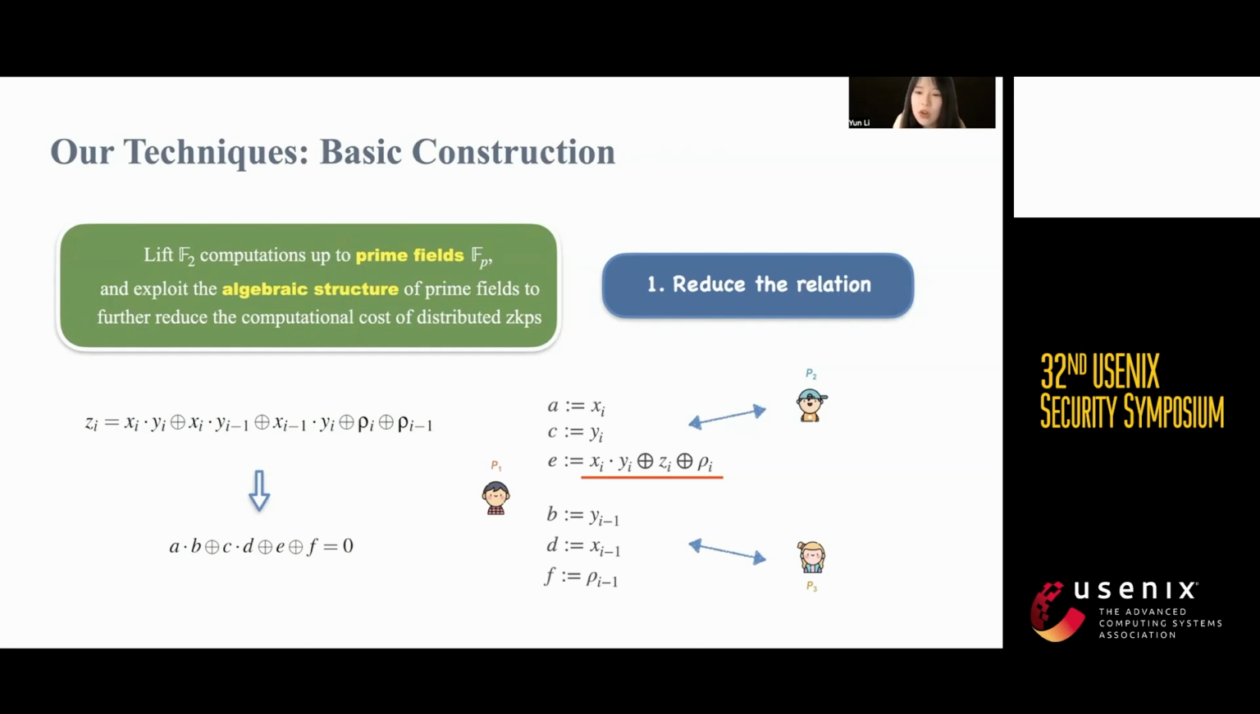Note that here we define a new variable E by merging some intermediate results together. This is helpful for reducing the degree of the following equations. So after this step, we can get a simplified equation expressed by A, C, E, and B, D, F.